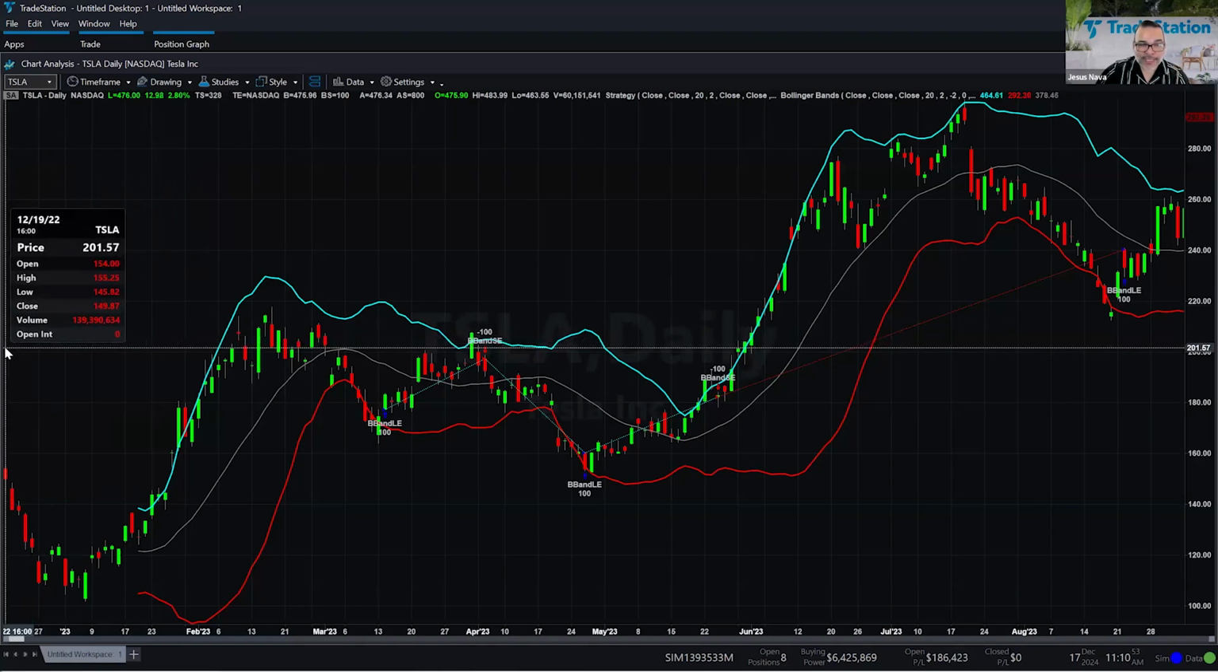And you're going to see the date right here on my data tips window. It says December 19th, 2022. So this is exactly 2 years ago. So this is the price activity of Tesla.